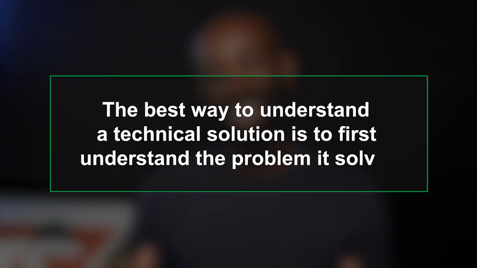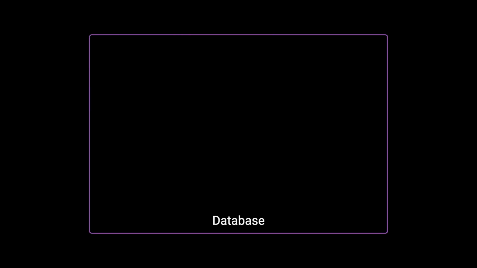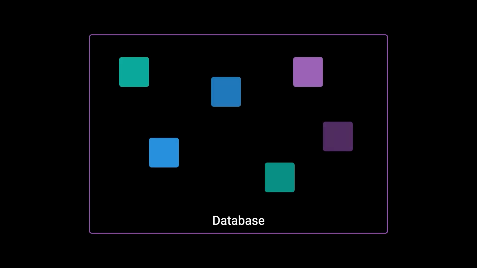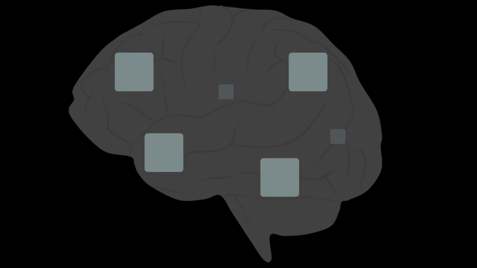The best way to understand a technical solution is to first understand the problem it solves. Databases address 2 universal human challenges: how to store information and how to retrieve it. But guess what? Every single human being already has such a technology, and it's called the brain. Your brain is an amazing storage device, but it has limitations. You can easily forget things, and sharing what's in your head is not easy.